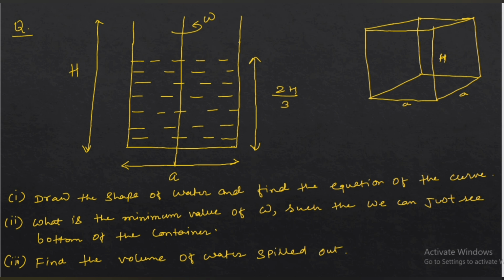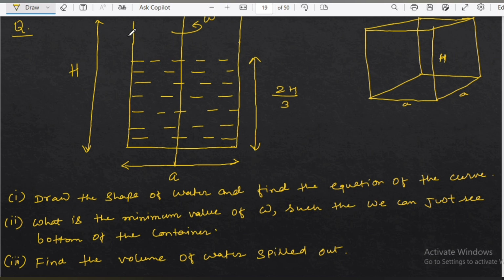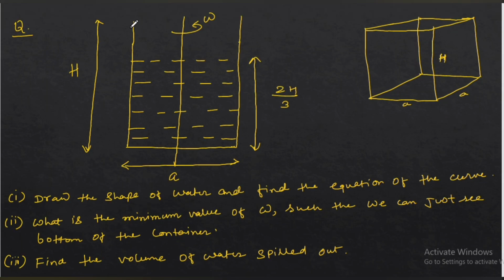So now I have this question. This is a classic problem of rotating fluid. There is a container, and the container contains some kind of fluid which has a density of rho. This container is rotated about this mid-axis with angular speed omega. The container has a height of h, and a length and breadth of a, so the base has an area of a square. This is just a cross section, and the water is filled up to height 2h by 3.